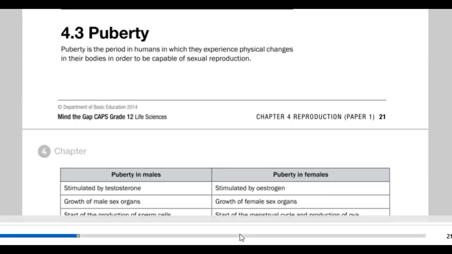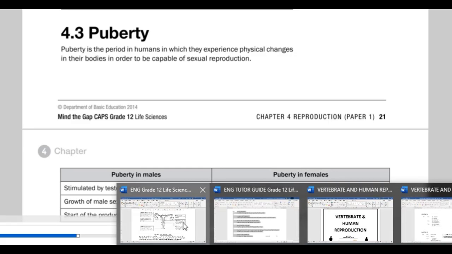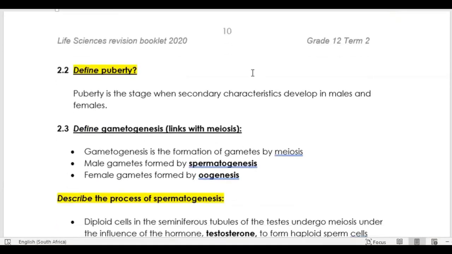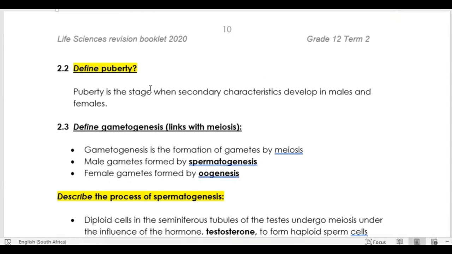Then you'll see there's something on puberty, and that's why I want to stand still for just a minute or so. There's a drawing of the egg cell. You have to be able to define puberty. Now, I know your teacher might have just briefly mentioned it because it's something you have done in grade 9, I believe, but they will ask you to either define puberty or give the differences in puberty between males and females.